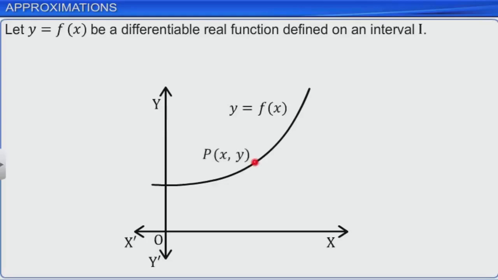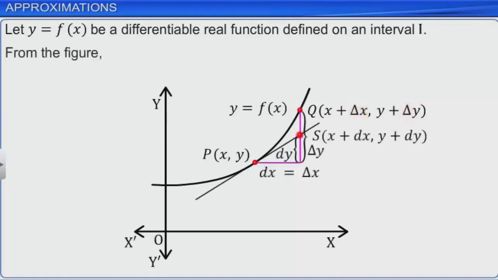Consider a point P(x, y) on the curve, and a point Q close to point P such that its coordinates are (x plus delta x, y plus delta y). Here, delta x is a small increment in x and delta y is the increment in y corresponding to the increment in x.